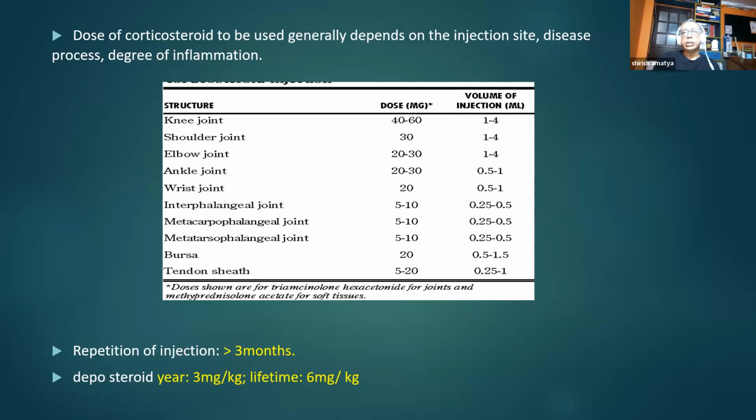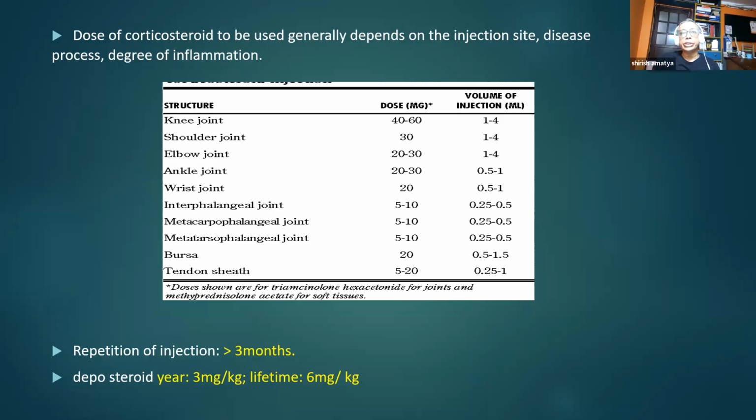And in general, the corticosteroid injection should not be repeated within a 3 month period. The repetition of injection should always be more than 3 months apart. This is done to prevent the systemic complications of steroids, mainly hypothalamic pituitary adrenal axis suppression, as well as osteoporosis, and local articular degradation can happen if we are using too much steroid.